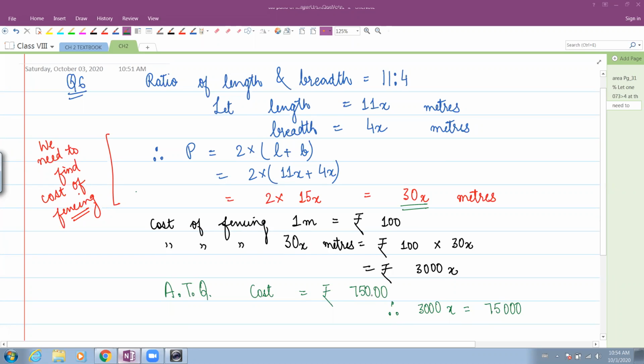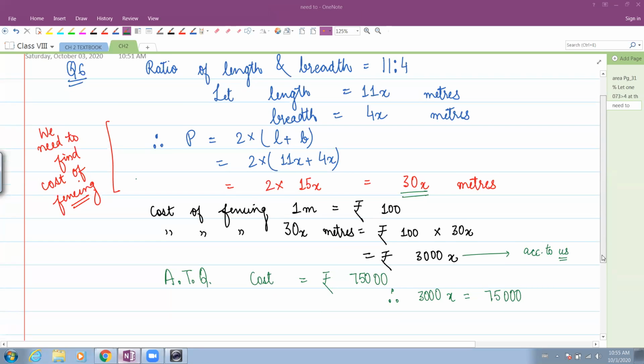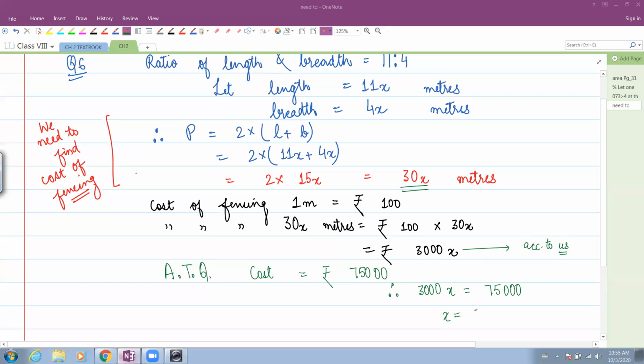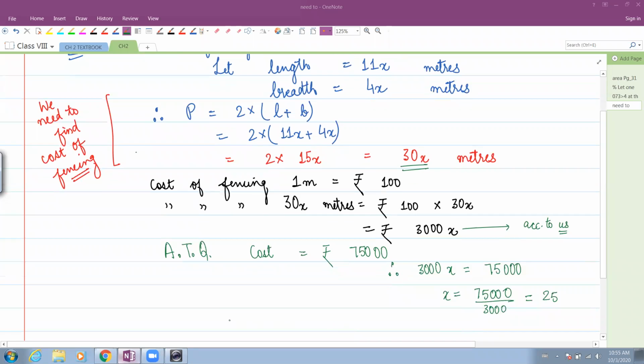But what does the question say the cost is? It is 75,000. So the cost that we calculated should be equal to the cost given in the question. This cost is according to us, and the cost 75,000 is according to the question. Both should be equal to each other. So from there we have our equation. You can find out the value of x from here, and then you can find out the length and the breadth. So x comes out to be 25, and then you can give your answer.